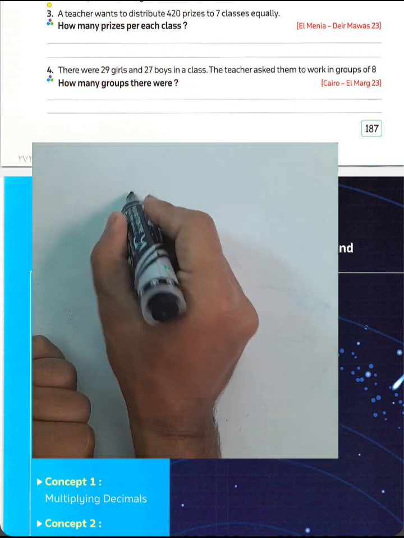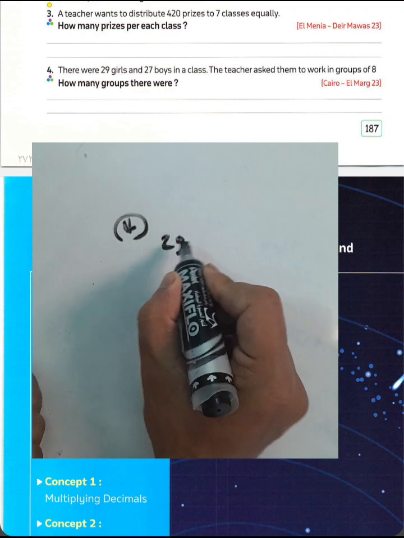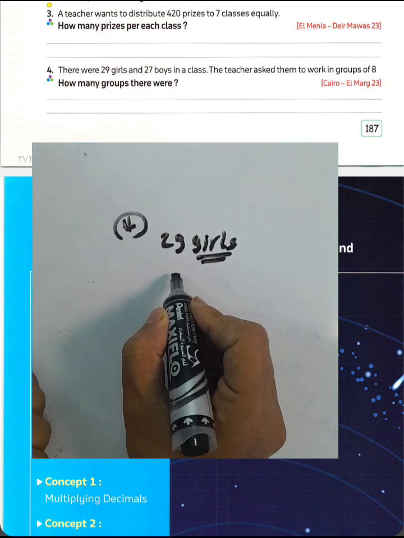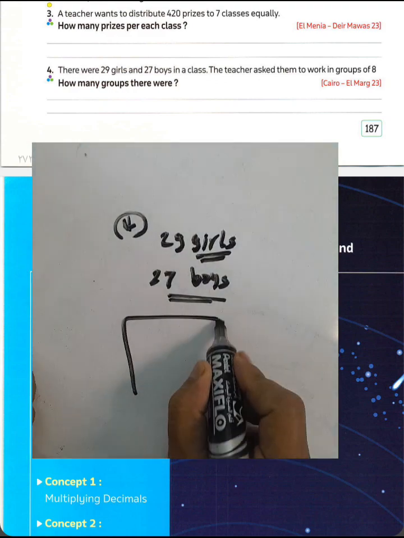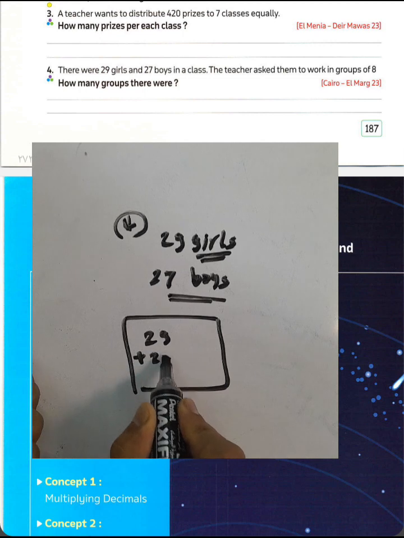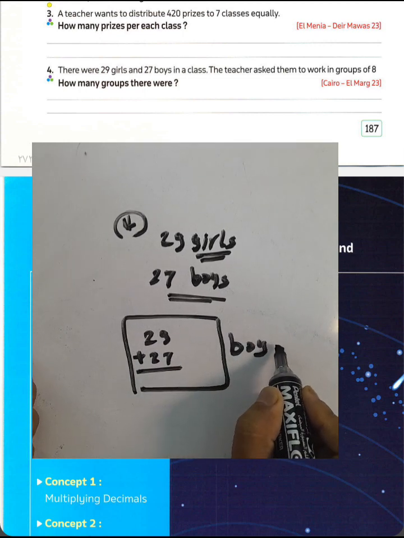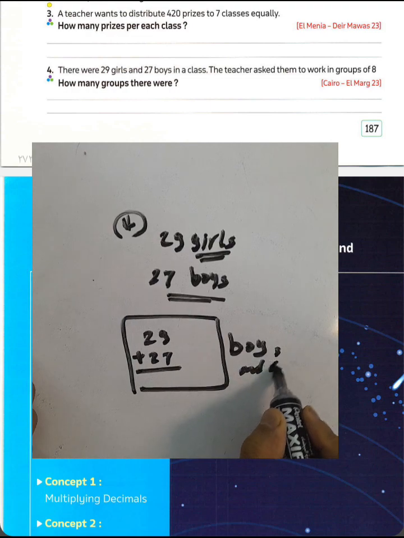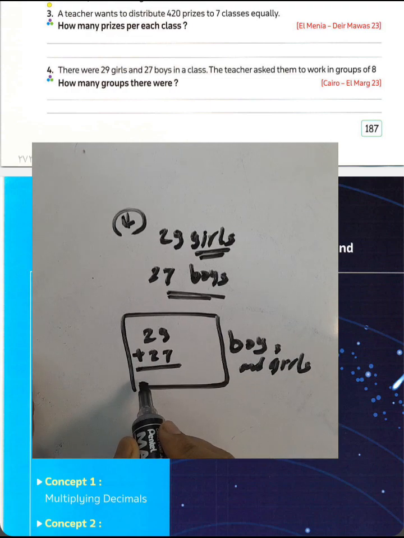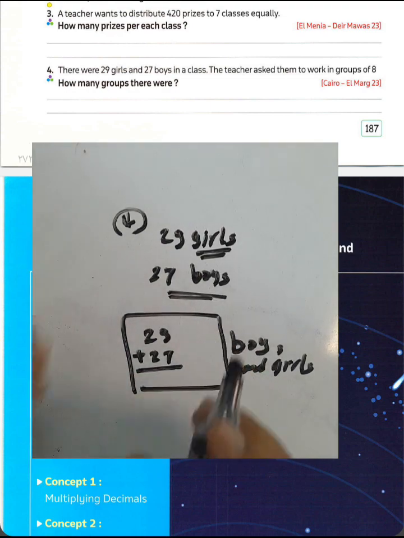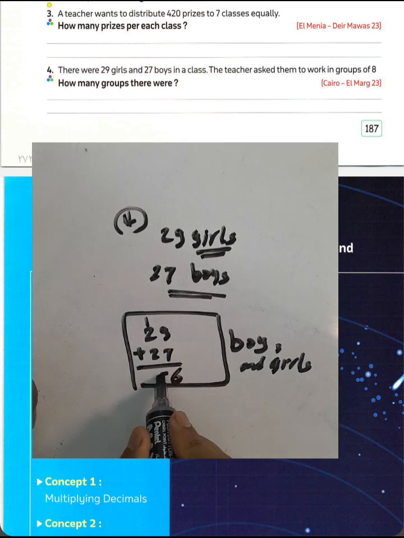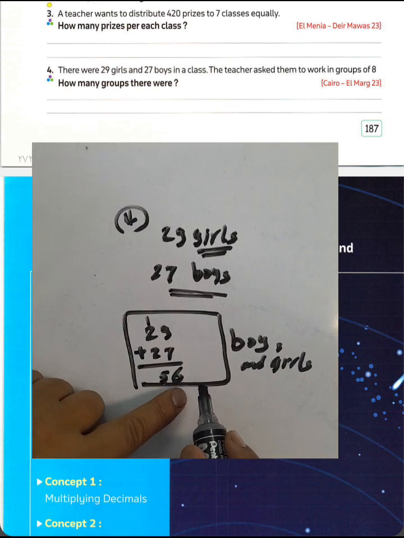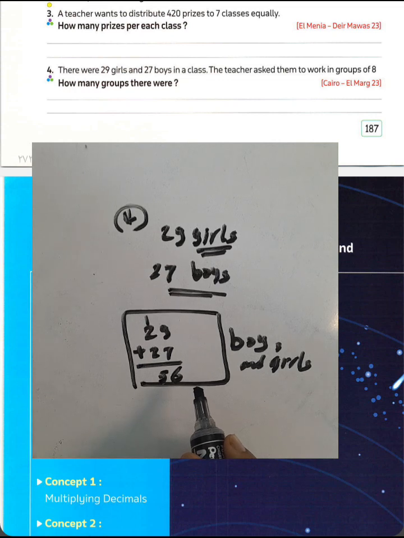Understood? Question number 4 again. We have 29 girls and 27 boys in the class. So we can find the total in the class by adding 29 and 27. You must add them to find the number of students in the class. 29 plus 27. 9 plus 7 equals 16, write 6 and carry 1. 2 plus 1 equals 3. 3 plus 2 equals 5. So the total number here will be 56. It's a total. Okay. The teacher asked them to work in groups of 8.